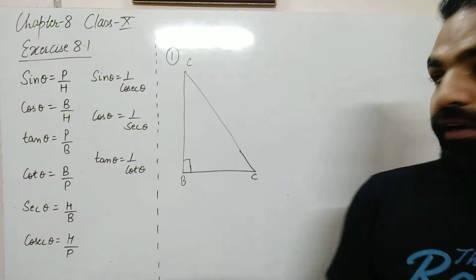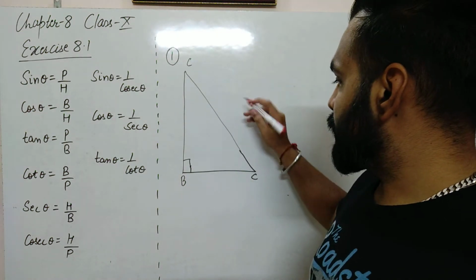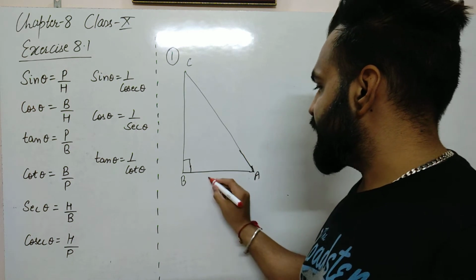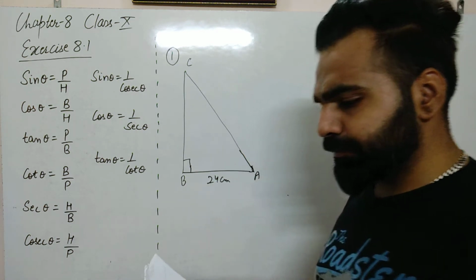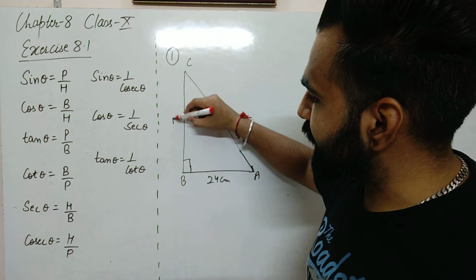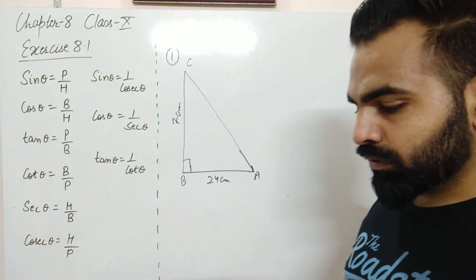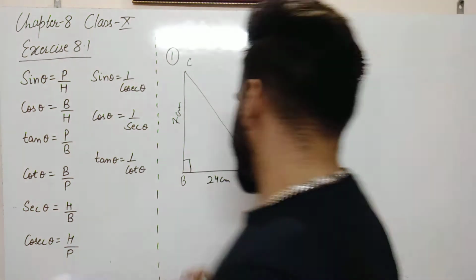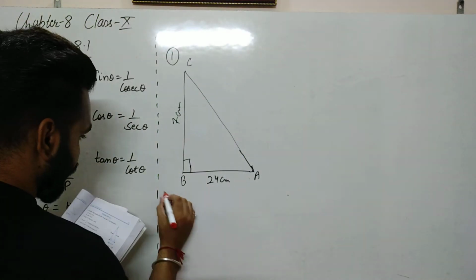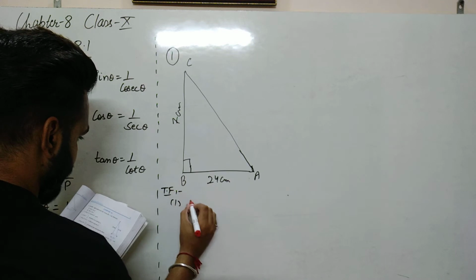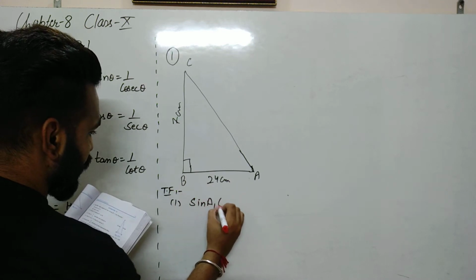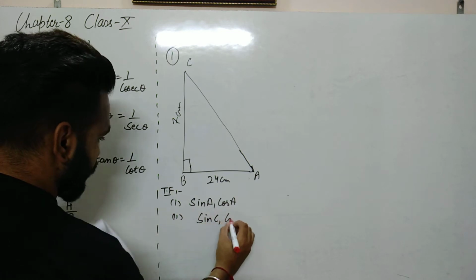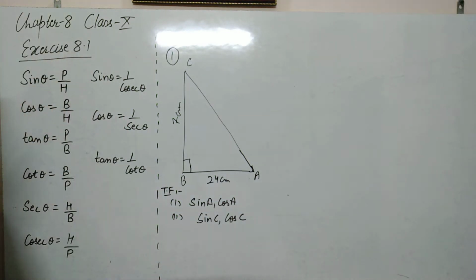AB is equal to 24 centimeter. This is A. So AB is equal to 24 centimeter. BC is equal to 7 centimeter. Determine sin A, cos A, sin C, cos C. So we have to find the values of sin A, cos A and sin C, cos C. We have to find 4 values here.